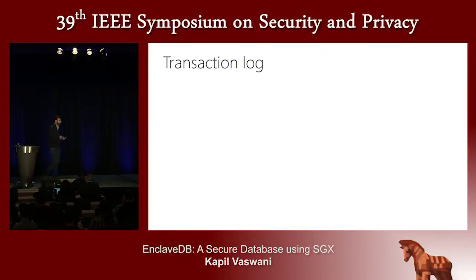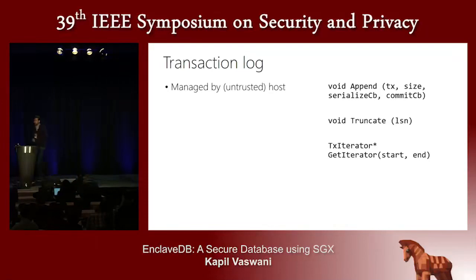A core part of this protocol is the log, because the logging component in EnclaveDB is completely untrusted. So the logging is completely managed by the host. The host exposes, again, a simple API for logging. The enclave can call the host to append a transaction to the log, and the append API is completely asynchronous. So the enclave will pass to the host a transaction handle along with the expected size of the log record. And when the host allocates space in the log, it calls back into the enclave, and in the callback passes a pointer into the buffer where the enclave can write the transaction log.